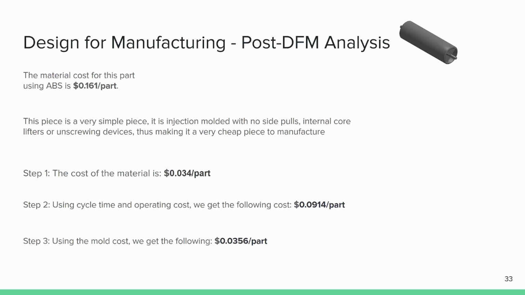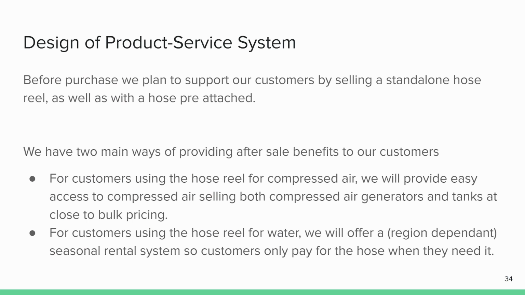The next part that we have is the roller. This piece is a very simple piece. It is injection molded with no side pulls, internal cores, lifters, or unscrewing devices, thus making it a very cheap price to manufacture. Using the material of ABS, we were able to produce this part at 16 cents per part.